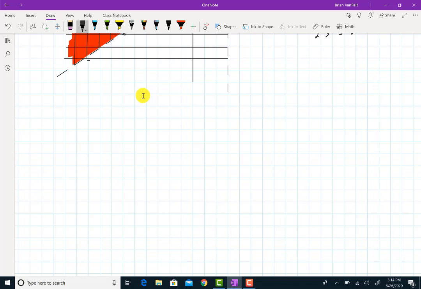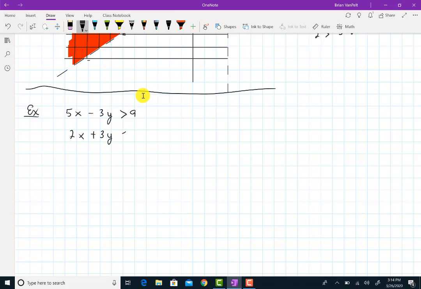Let's try a more complicated example. We have 5x minus 3y is greater than 9, and then 2x plus 3y is less than or equal to 12. Before I do any graphing, I'm going to convert these to slope-intercept form.